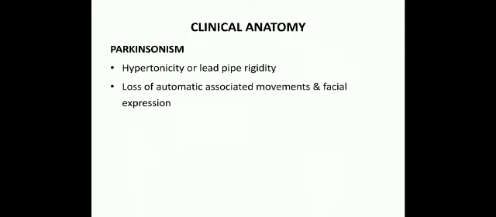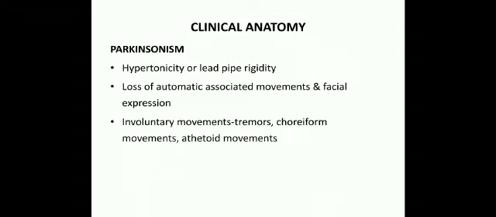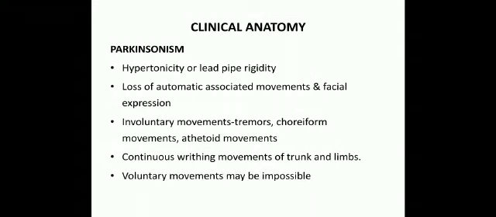Now, the clinical aspect. The lesions in the basal ganglia produce abnormal movements or posture or changes in tone. Parkinsonism: lesions of the corpus striatum lead to Parkinsonism. The features are hypertonicity or lead pipe rigidity, loss of automatic associated movements and facial expression, and involuntary movements like tremors, choreoform movements, athetoid movements, continuous breathing movements of trunk and limbs. Voluntary movements may be impossible.